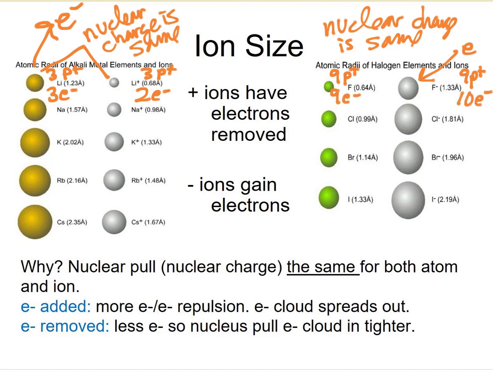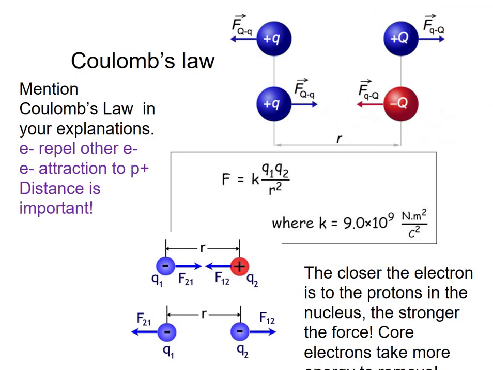Because there are more electrons, the nucleus of the ion can't pull as hard, and so you are going to get the anion to expand a little bit. You also get what is called electron-electron repulsion. There's more electrons there and they repel each other, and that also causes the electron cloud to spread out. This all has to do with Coulomb's law.